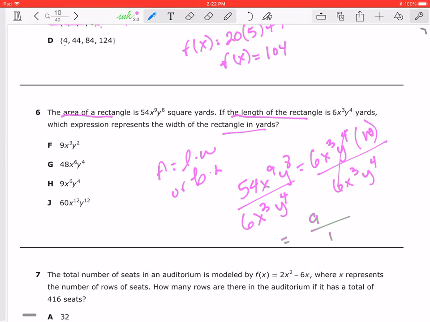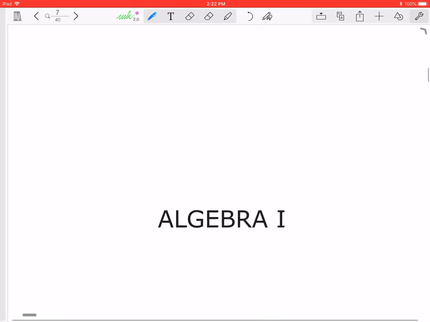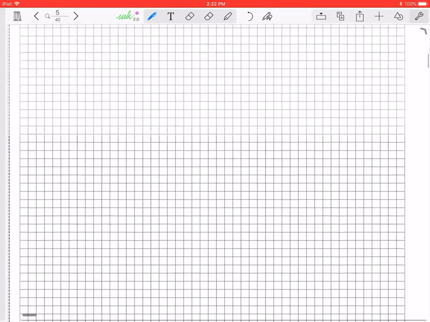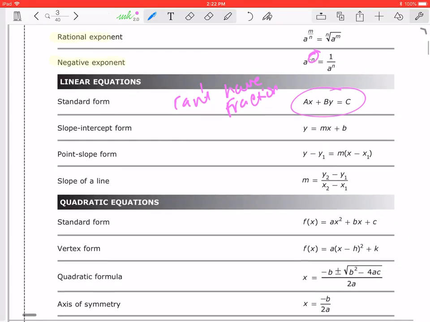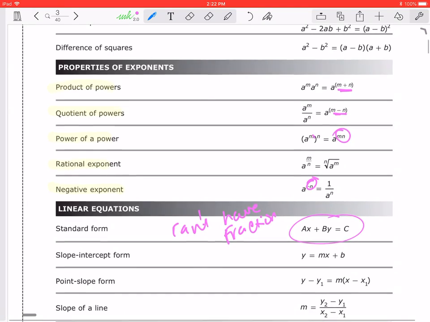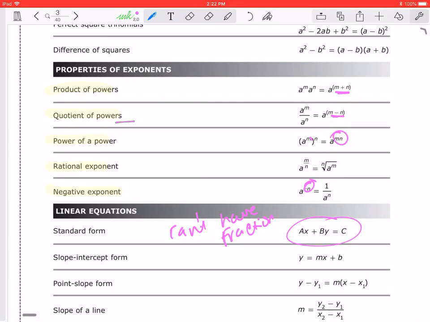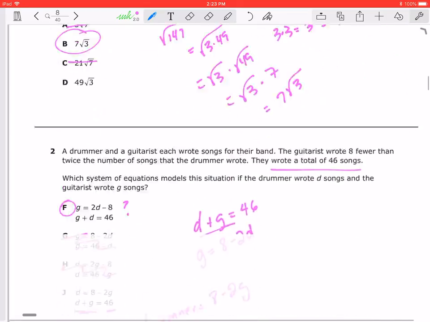Now, I have the same base here, x to the 9th, and the same base on the bottom, x to the 3rd. So the rule says, let's look back here. We're talking about quotients of powers, so let's look at our formula. It says we have to subtract whatever's in the bottom from the top. So now let's go back.